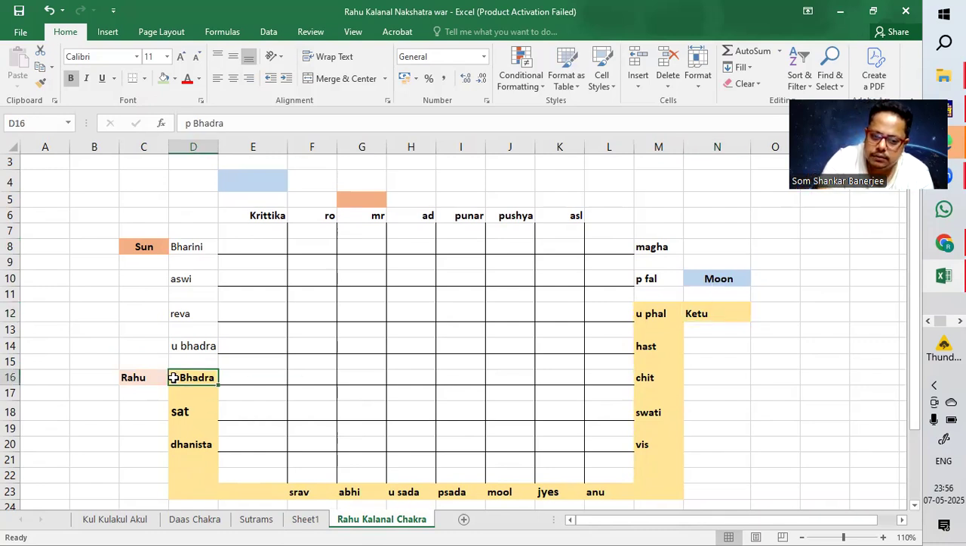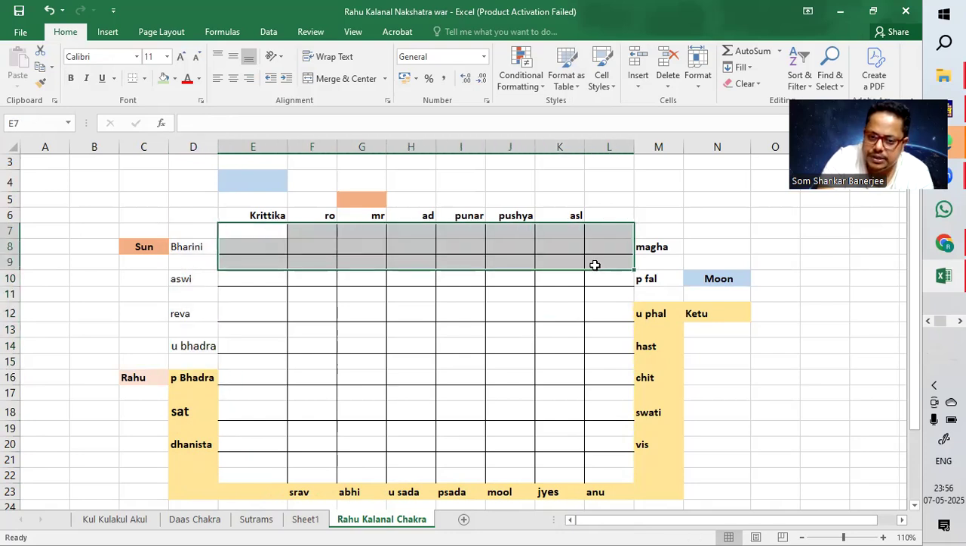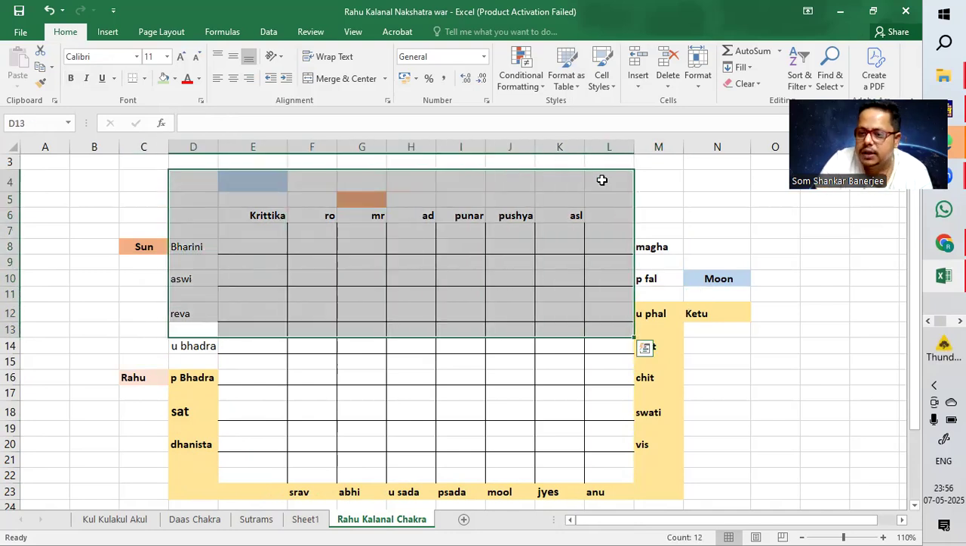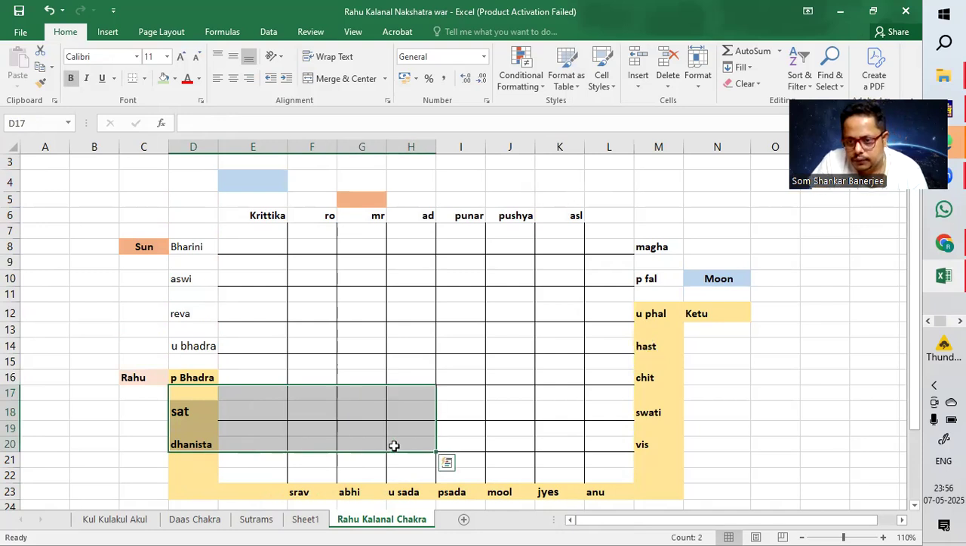Now, as we see, from Purva Bhadra to Uttar Falguni, there is a yellow mark. This means that Rahu will be transiting in this retro motion. So Rahu, currently in Purva Bhadra, will move to Shatapisha, then Dhanishta, like that. The part he has already left, from Ketu till Rahu, this white part is called Jiva Nakshatra, and this yellow part is called Mrit Nakshatra.